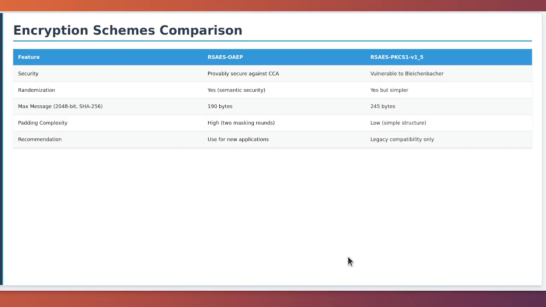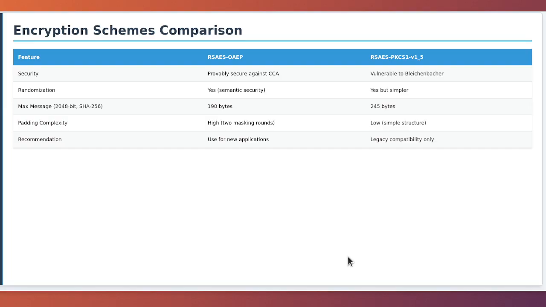RSAES-OAEP is the modern, recommended encryption scheme. It uses optimal asymmetric encryption padding, which is designed with provable security properties. OAEP provides semantic security. This means encrypting the same message twice produces different ciphertexts because of the random seed. This prevents attackers from recognizing patterns even if they know the plaintext.